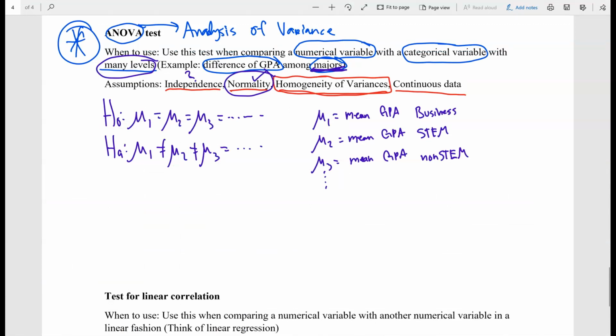Continuous data: GPA clearly is continuous, so we're just going to put a check mark. If it's discrete, remember, it's just whole numbers.